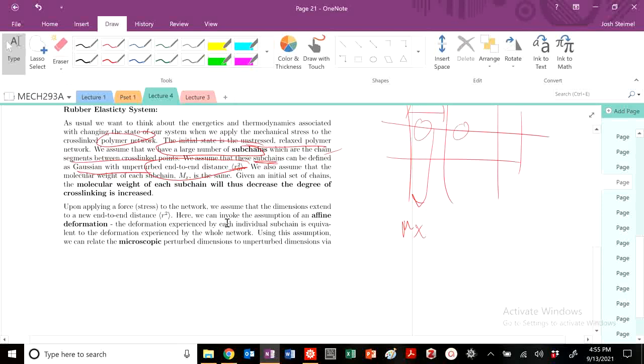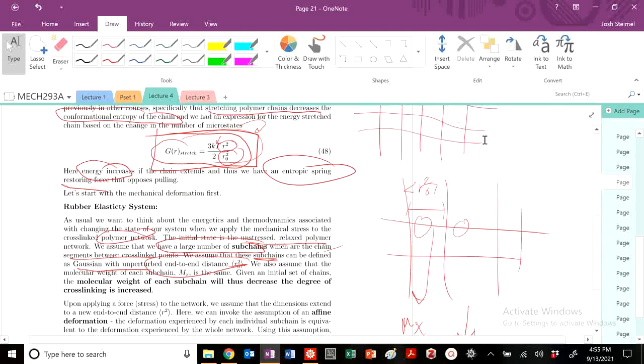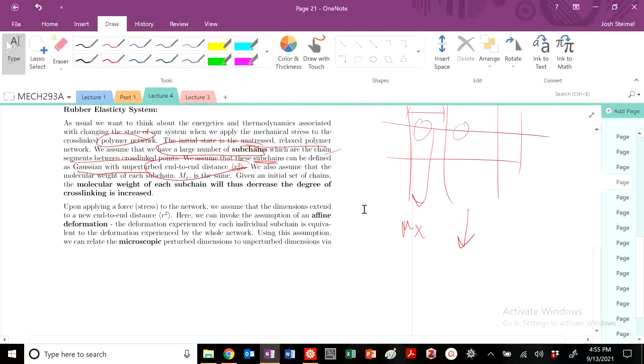Additionally, once we apply a force to this system, so once we start to deform this polymer network, we're going to have some new extended end-to-end distance, and we could invoke this affine deformation. So basically, again, the deformation experienced by individual subchains is equivalent to the deformation of the whole network. So we could focus essentially just on this specific subchain and see how that changes, and that's going to be equivalent to the deformation described by the entire network.